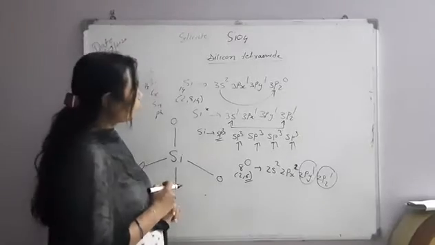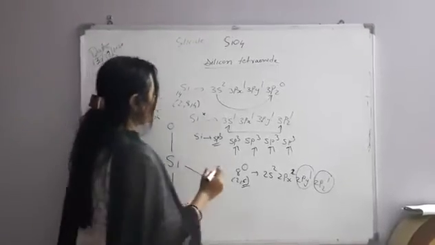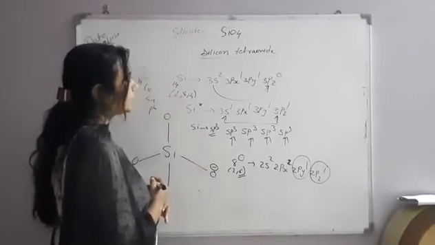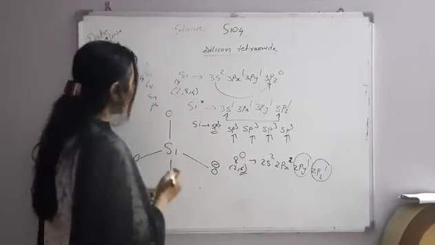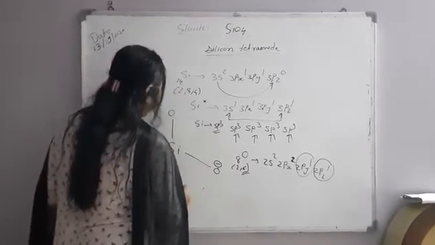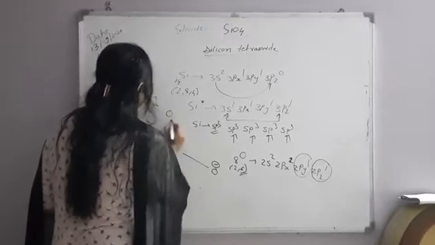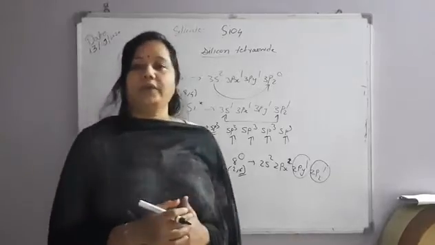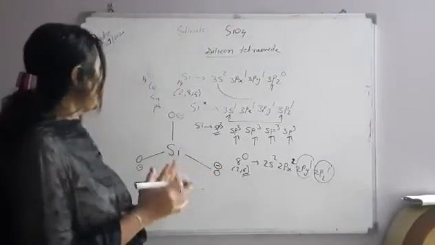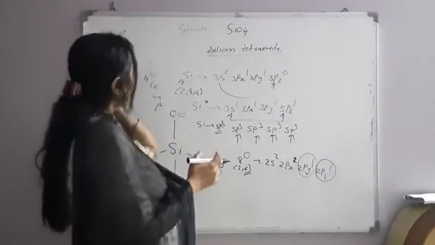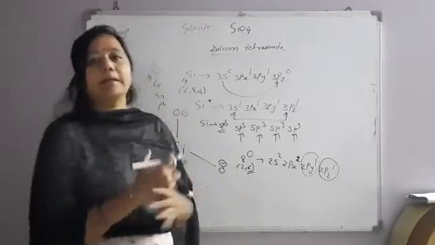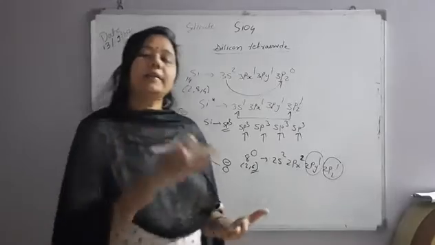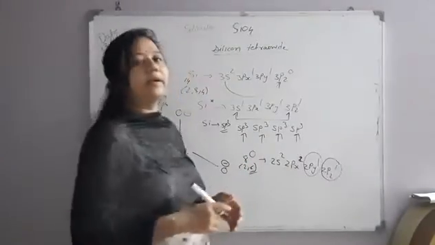Now the 2pz of oxygen contains 1 unpaired electron, so it will form a 1 negative charge on the oxygen. Similarly, each other oxygen also has a 1 negative charge, and this SiO4 unit is linked tetrahedrally. Due to this, they are associated with metals such as sodium, magnesium, and aluminium.